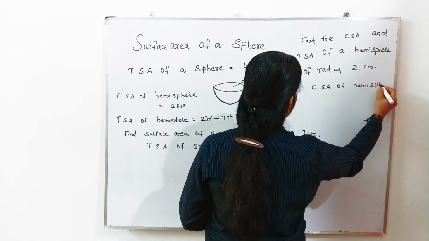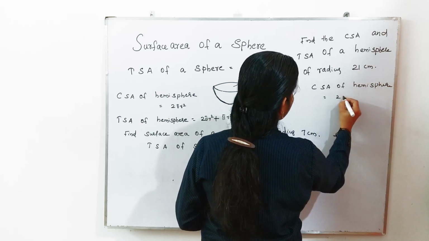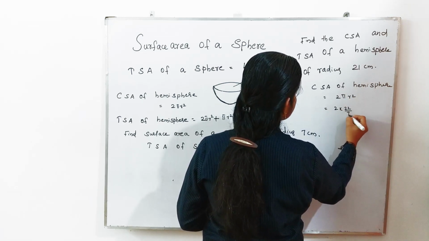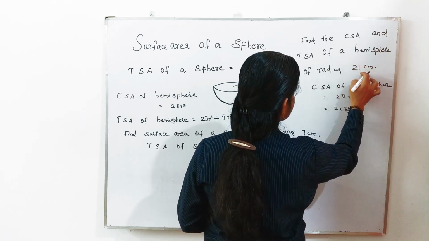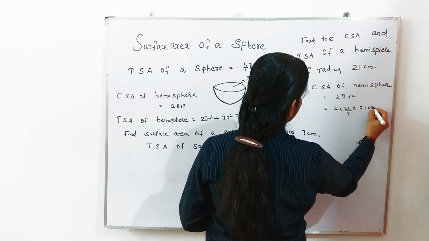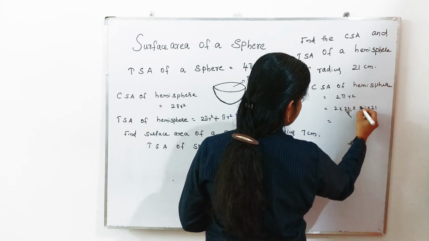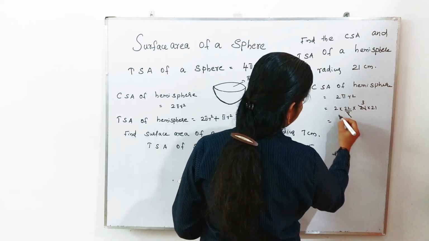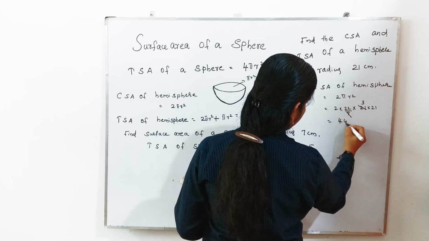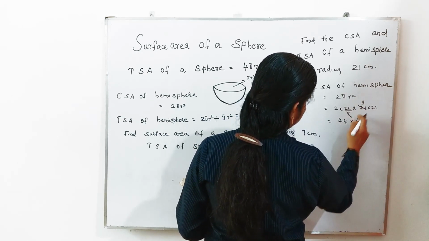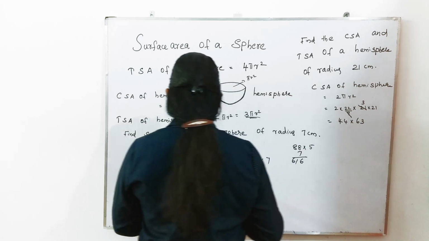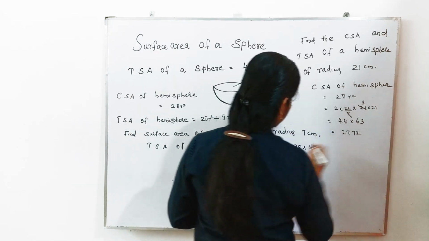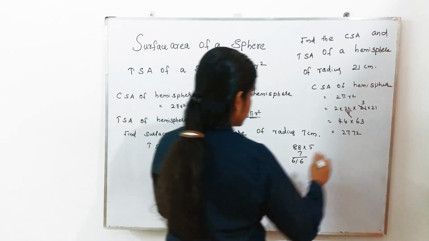CSA of hemisphere is equal to 2 pi r square, that is 2 into 22 by 7 into r, how much? 21. 21 into 21. We can cut this 21 three times. Then 44 into 63, that is 2772 centimeter square.